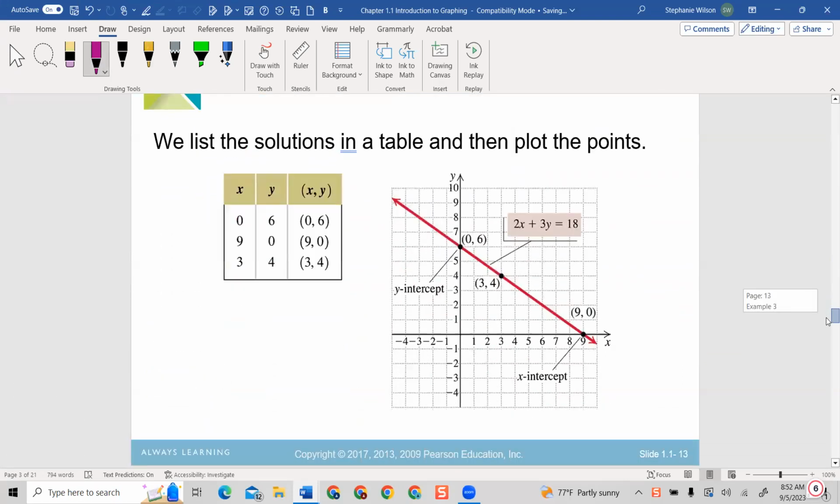Okay, and as you notice in this next example, they plotted it for you here and it's labeled. And then what they did is they created an x and y table. So they plugged in 0 for x, came out with an outcome for y. Plugged in 0 for y, got an outcome for x. Plugged in 3 for y, or excuse me, x, and got an outcome for y. And then this last column is our ordered pair column. They wrote it in ordered pairs to plot it. If this works for you, I would encourage you to use this method.